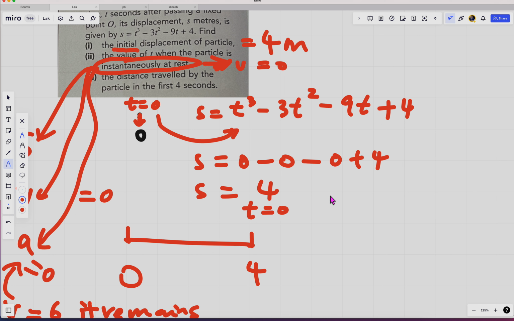Differentiate the s. Okay? So you differentiate the s. Okay? Then you will get your v, right? Then you just equate your v equal to 0 because the question wants v equal to 0. So you differentiate this.